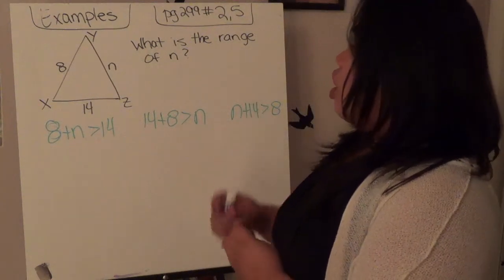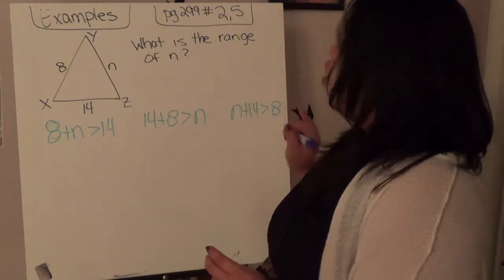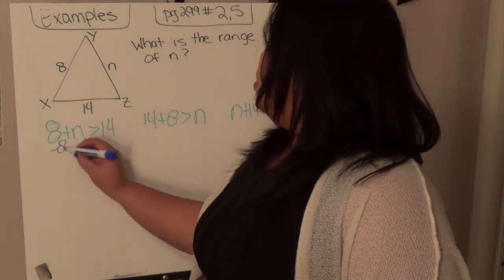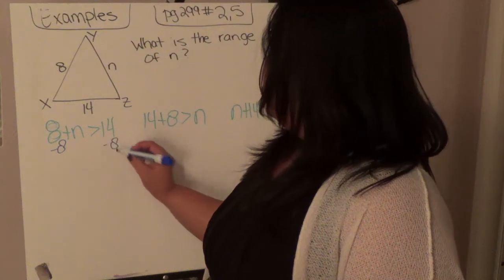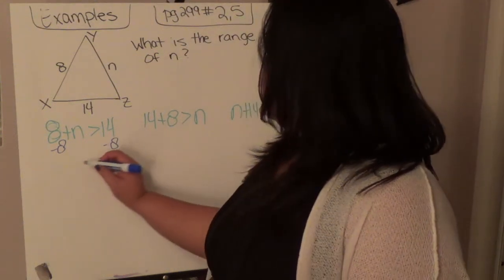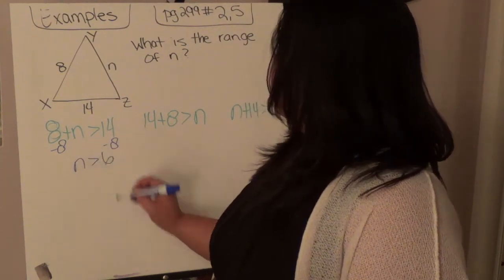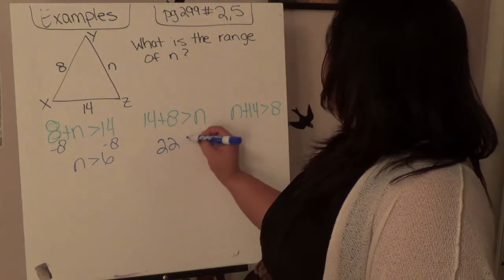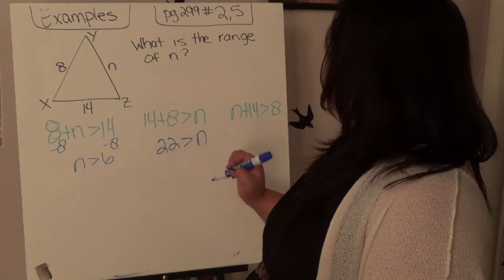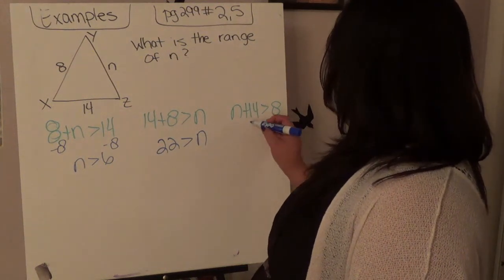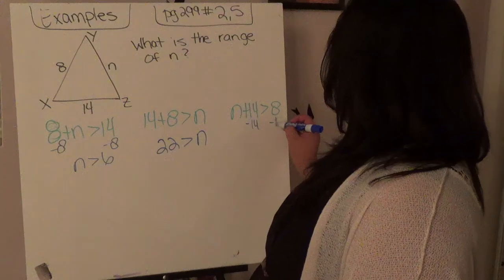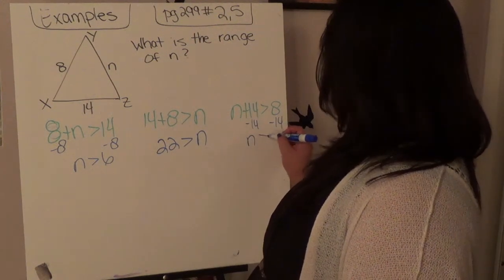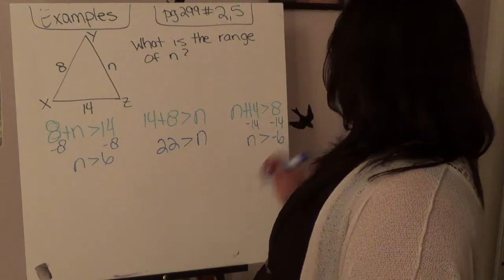So from here, we're going to solve all of these for n. I subtract 8 from both sides. 6, n is bigger than 6. 14 plus 8 is 22, which is greater than n. And then we're just going to subtract 14 from both sides. We know that n has to be bigger than negative 6.